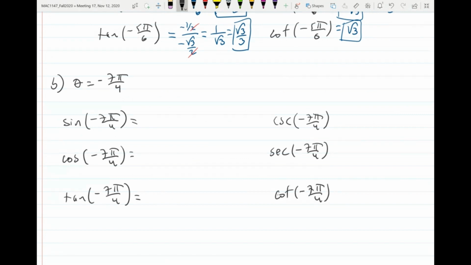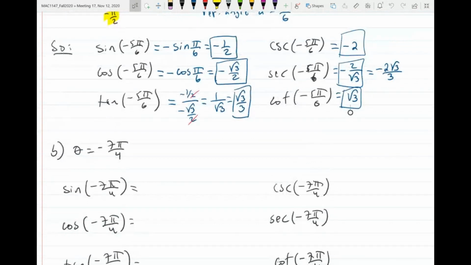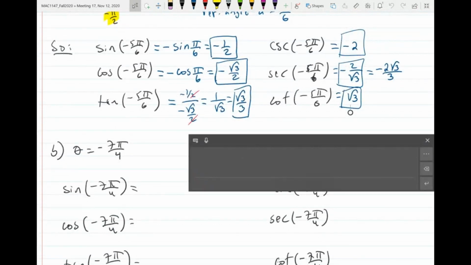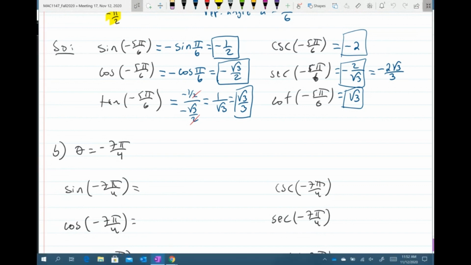Yes? Professor, can you repeat, please, how did you get cotangent? Oh, just flip tangent. Remember, cotangent is 1 over tangent, right? If you remember the reciprocal identities.